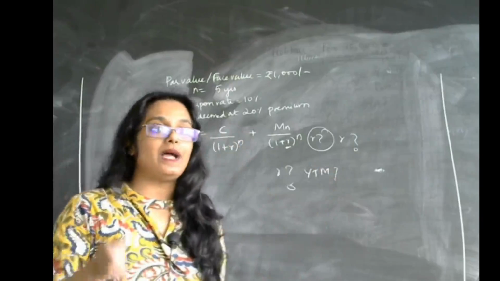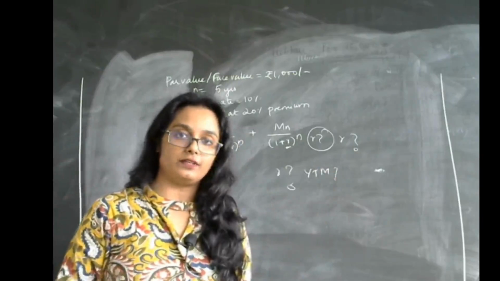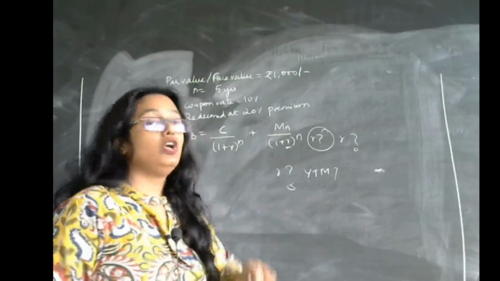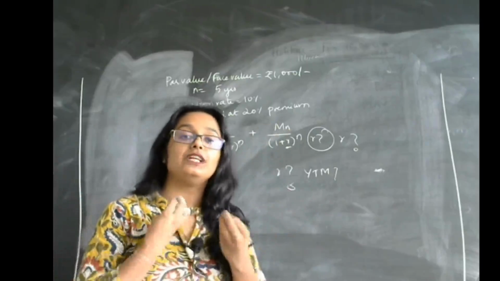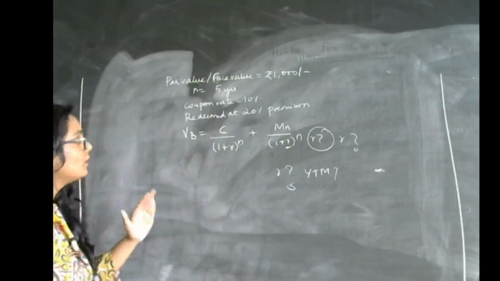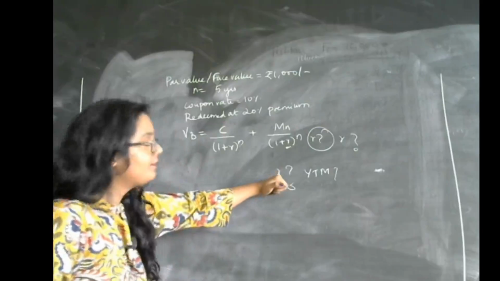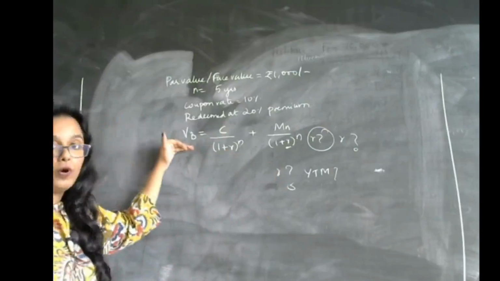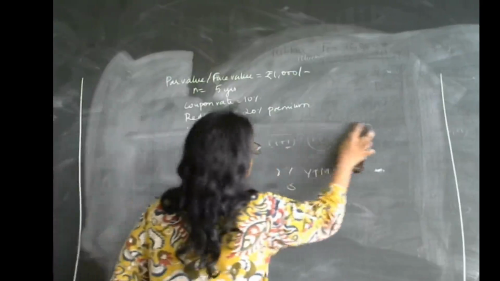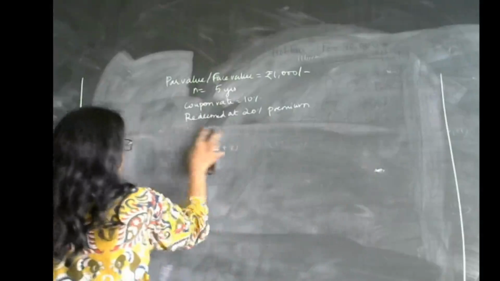I told you YTM is nothing but the required rate of return. YTM is nothing but the rate at which you are going to discount your coupon and redemption value in order to find out the value of the bond. So now we need to find the R first in order to find the value of the bond. So let us solve and find R first. R is nothing but yield to maturity, that is YTM.